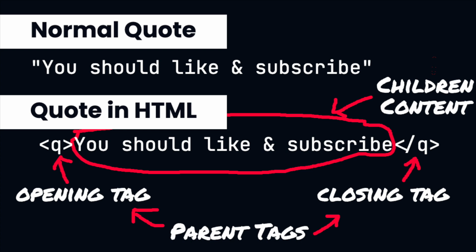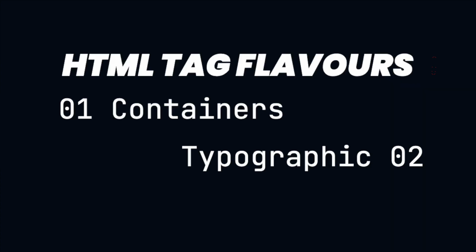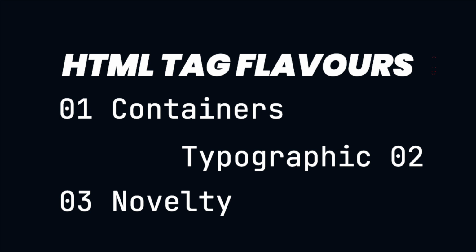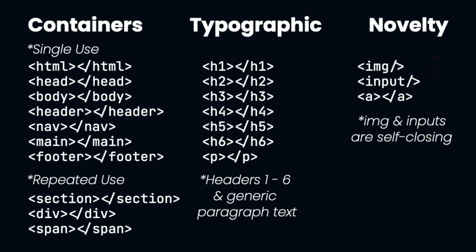children content contained within. HTML tags come in three flavors: containers, typographic, and novelty. Container tags organize or enclose contents, typographic tags determine the hierarchy of text importance, and novelty tags serve miscellaneous purposes such as image displays, interactive inputs, buttons, and anchor tags for links. Note that the input and image tags are self-closing as they do not have subcontents.